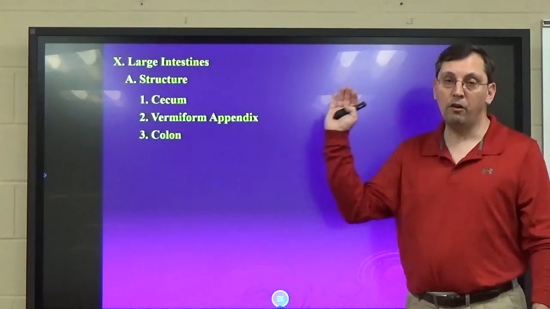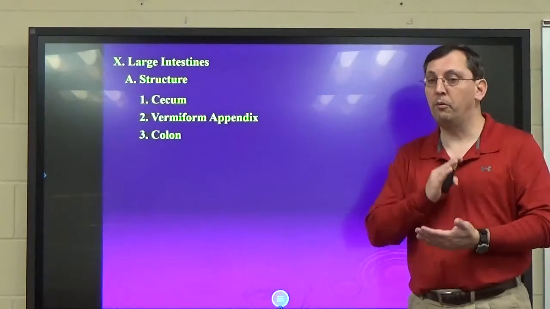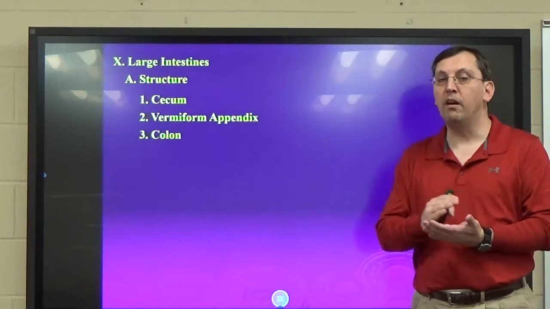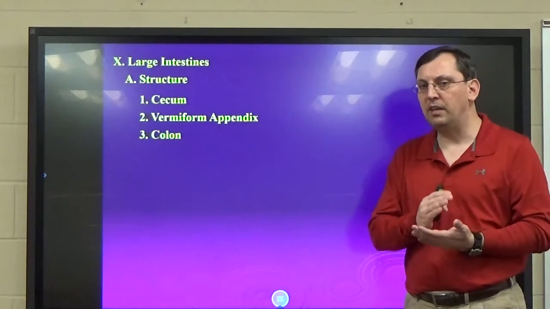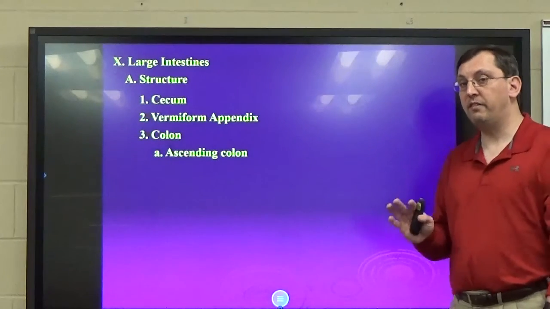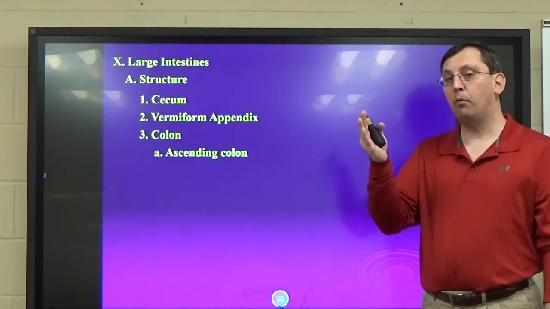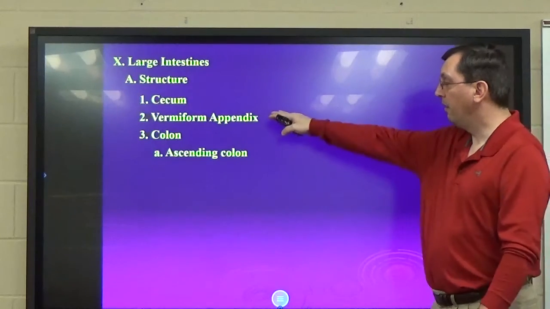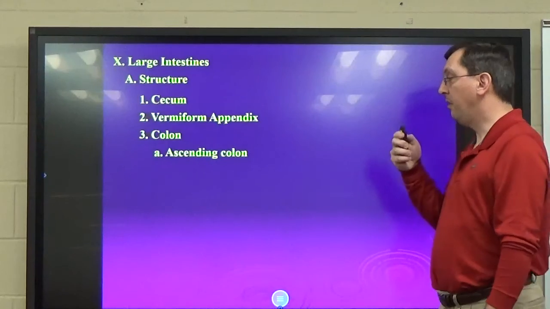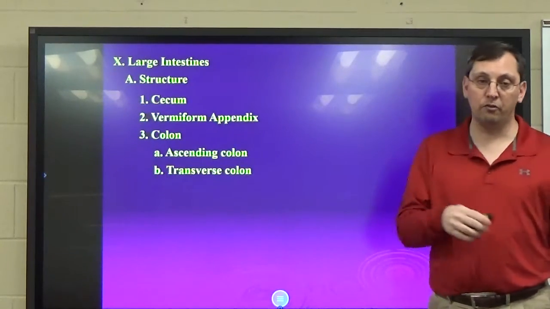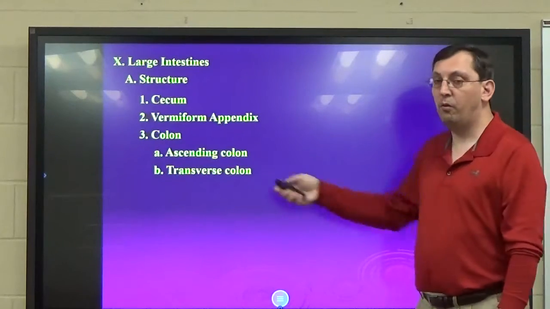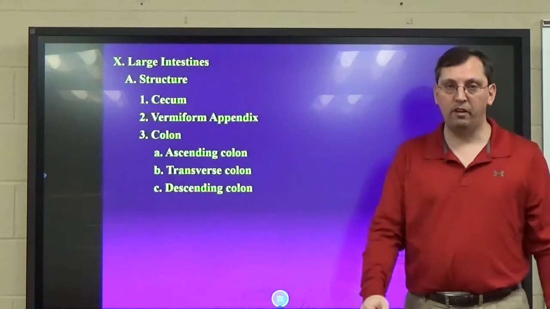The next part is the colon. The colon is broken up into multiple sections. The colon is the largest portion of this. Its job is primarily to remove water and compact everything, getting it ready to leave the body as waste. First portion is called the ascending colon because, as the name implies, it goes back upwards from the cecum up towards the stomach. It's then going to go across in the transverse colon, so it's going to go up and then across. And if you go up and across, then you also go down with the descending colon.